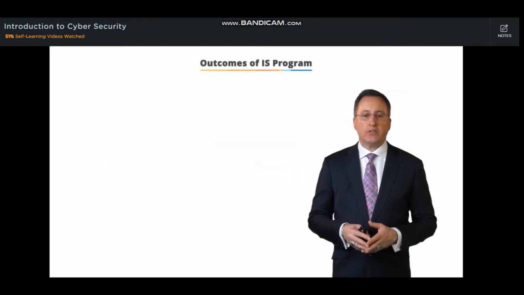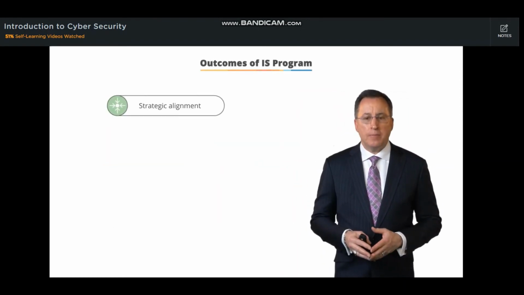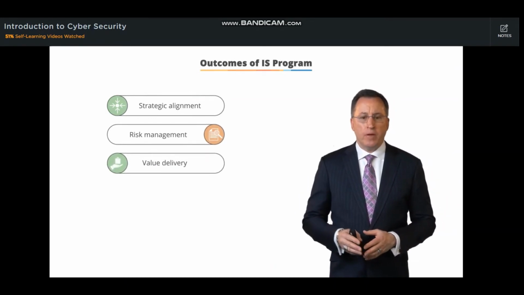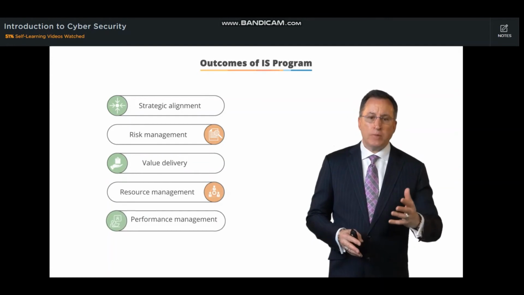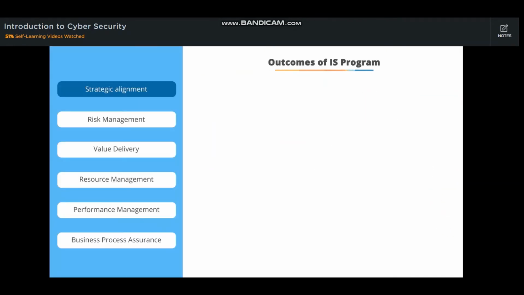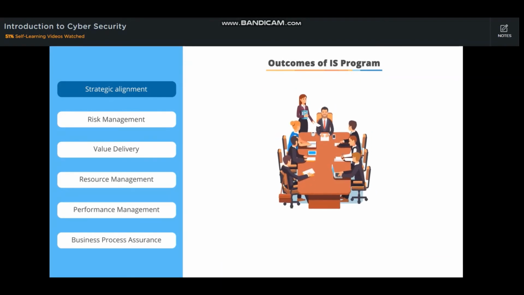Outcomes of an information security program: strategic alignment, risk management, value delivery, resource management, performance management, and business process assurance. Strategic alignment is a fundamental business concept that determines the competitiveness of an organization. The concept explains how organizations can better achieve strategic alignment to increase growth and profitability, even in the toughest markets and economic climates.